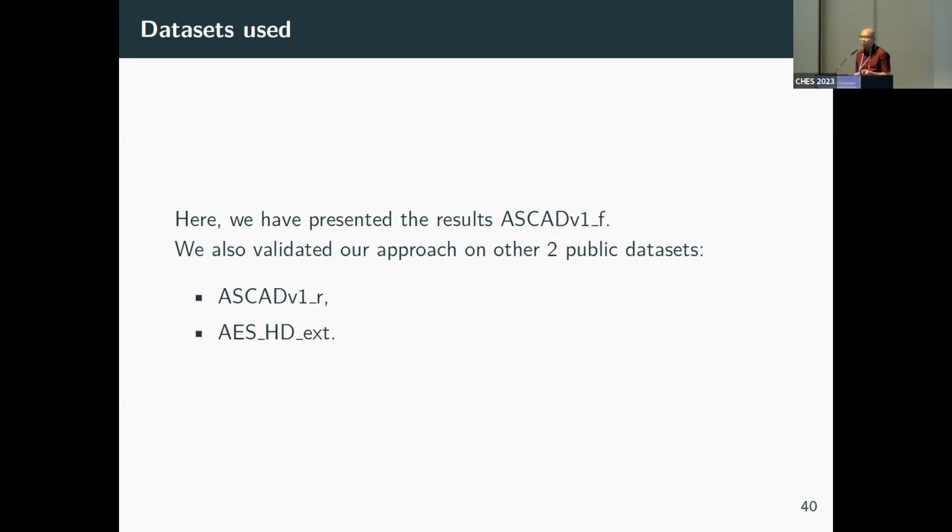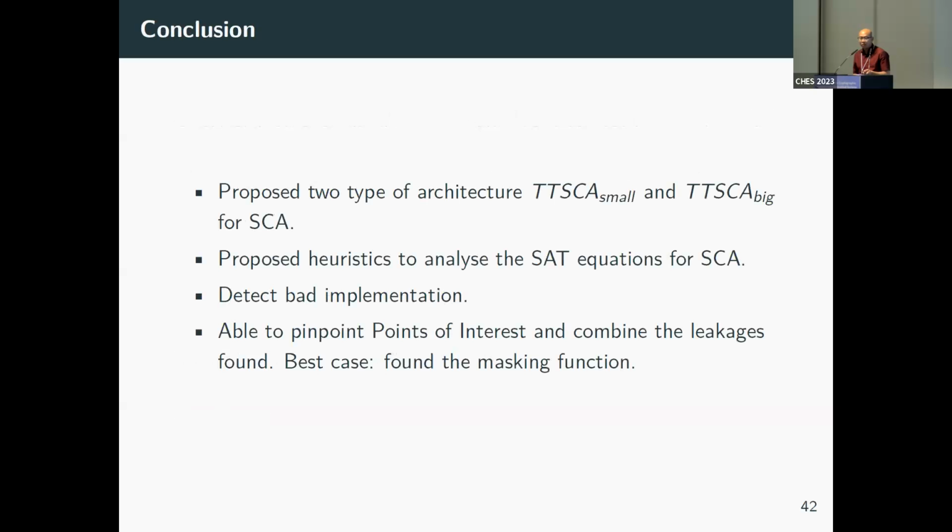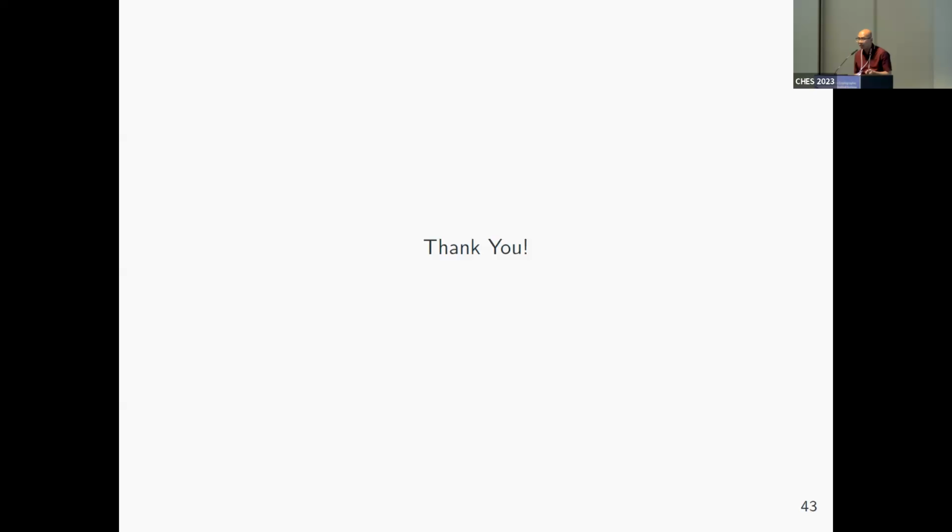We validate our approach on two other public datasets, SCAP random and also AES HD extended. So, conclusion: we propose two types of architecture based on TT-DCNN, known as TT-SCA small and TT-SCA big, for side channel analysis. Then we propose a heuristic to analyze these set equations. We show that TT-SCA small is able to detect bad implementation. And lastly, we show that both proposed architectures are able to pinpoint points of interest and combine the leakage found. In the best case, we are able to find the masking function. This comes to the end of my talk. Thank you.